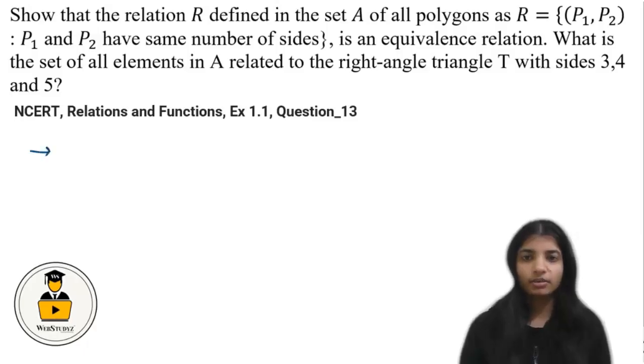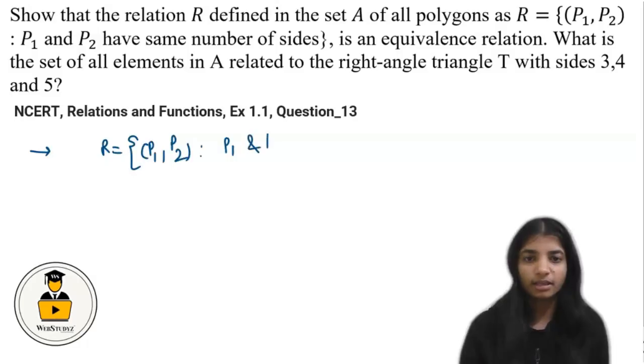Students, let's discuss the question. In this question, we have to show that the relation R defined in the set A of all the polygons, as R equals (P1, P2) such that P1 and P2 have the same number of sides, is an equivalence relation. And what is the set of all elements in A related to the right angle triangle T with sides 3, 4 and 5? So basically here we are given the relation R where (P1, P2) are such that P1 and P2 have the same number of sides.